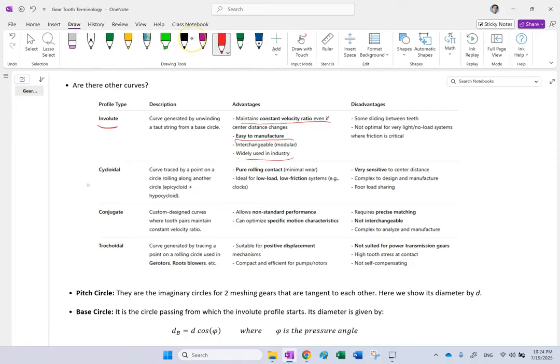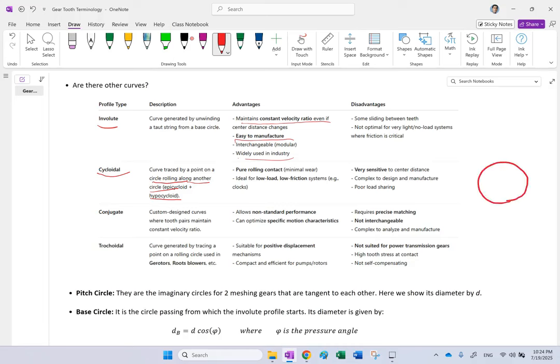what are the other things that are available? The next common profile that you can see and you can hear is called the cycloid. A cycloid curve is mathematically defined as a curve traced by a point on a circle when it's rolling on another circle, where depending on whether the circle is inside the big circle or outside the big circle, you call it epicycloid or hypocycloid, right?